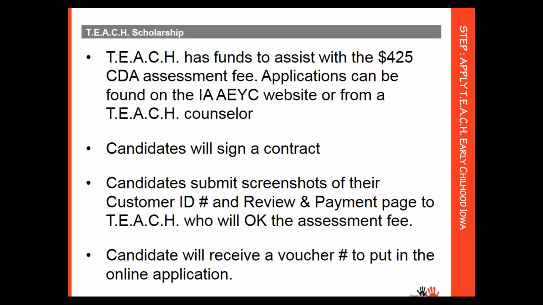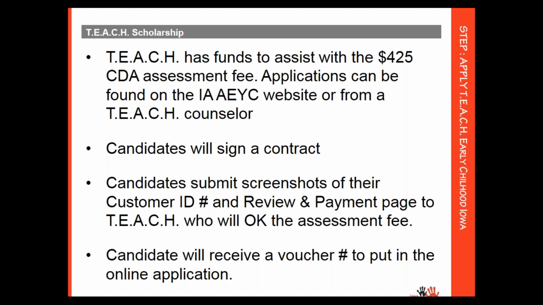As part of the online application, candidates are assigned a customer ID number. The candidate will take a screenshot of their customer ID number and the review and payment page when it asks who will pay the $425 fee. They will send these screenshots to their Teach counselor. This will show Teach that their online application is complete, and Teach will go into our agency account and say that we will pay the assessment fee.